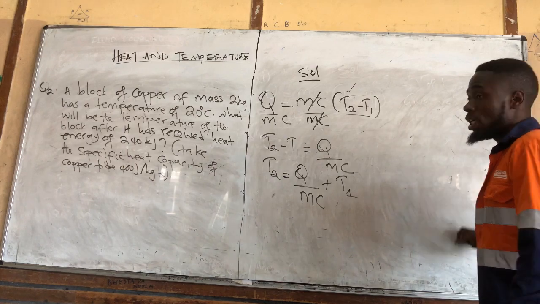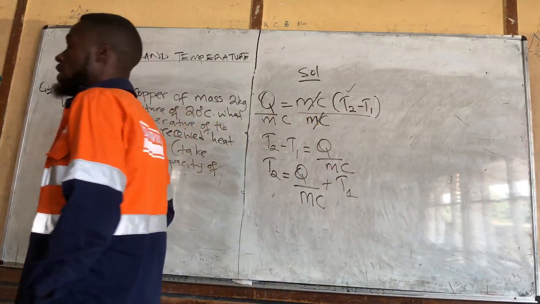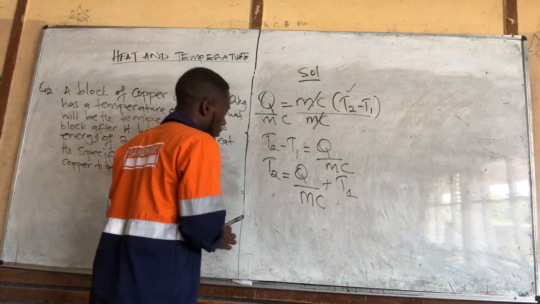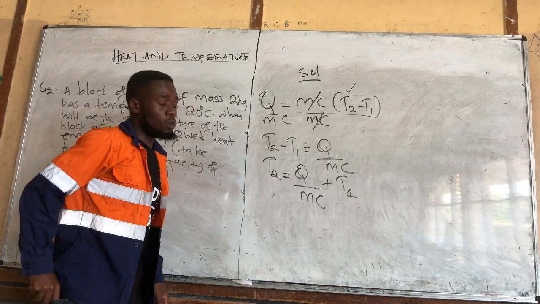So we have 240,000 joules. Now it's just a matter of replacing the values there. So T2 is equal to what?